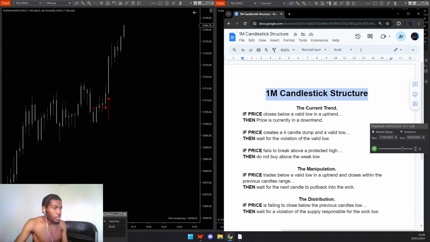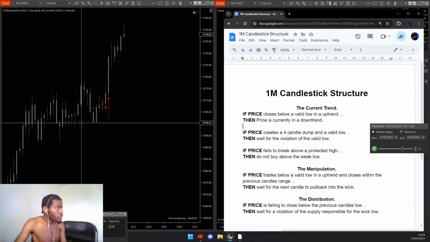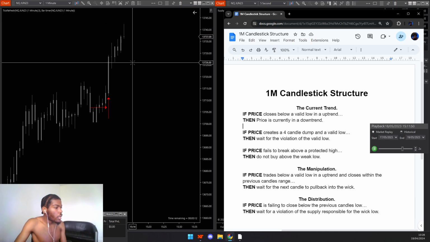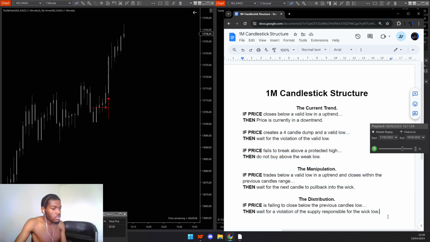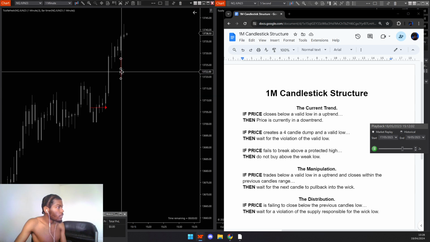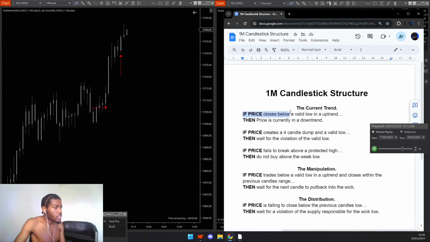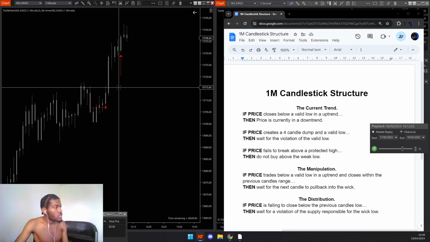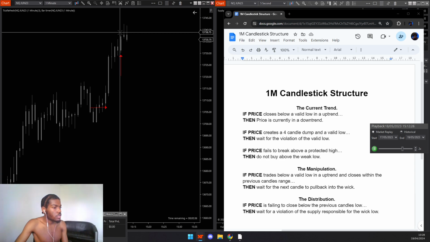So 1 minute candlestick structure, the current trend. Now, I'm not going to read it all, but as structure develops, I will point out all of this as price does its thing. So if price closes below a valid low in an uptrend, then price is currently in a downtrend. So this is likewise in an uptrend.